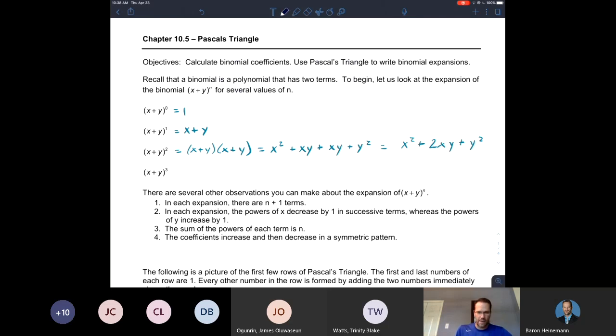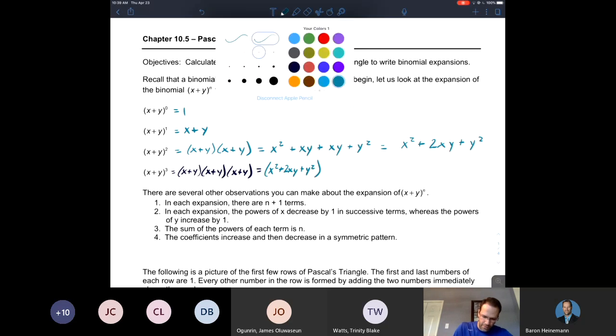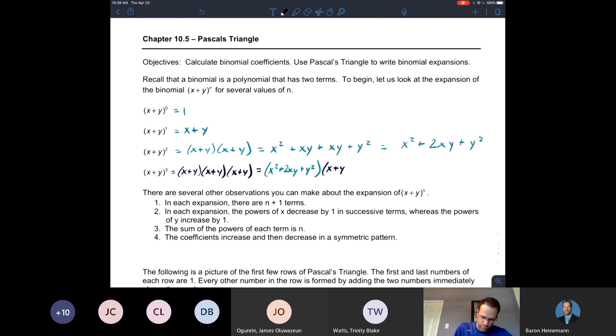I'm going to have to write a little smaller for this last one here. If I expand the third power, it is x plus y times x plus y times x plus y. Well, we already know that when you multiply two of them, you get this, right? So this is really x squared plus 2xy plus y squared multiplied by another x plus y factor. Two of them when multiplied gives me this, and I'm multiplying by a third one here.